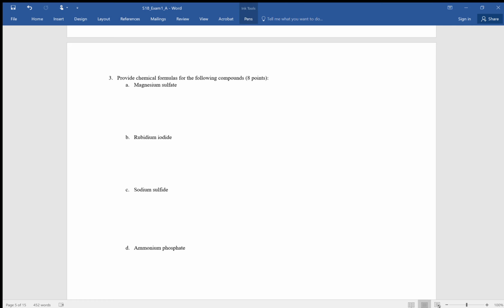So we can start with magnesium. Magnesium we find in the second column of the periodic table. We know that it generally gives us a +2 charge. Sulfate is one of the polyatomic ions that we need to know. Its formula, SO4 2-. As the charges here are equal but in opposite signs, we need 1 magnesium for every sulfate. And so our formula for magnesium sulfate is MgSO4.